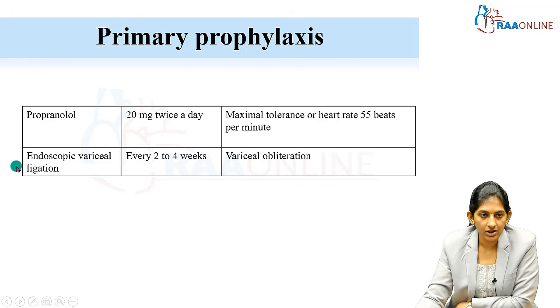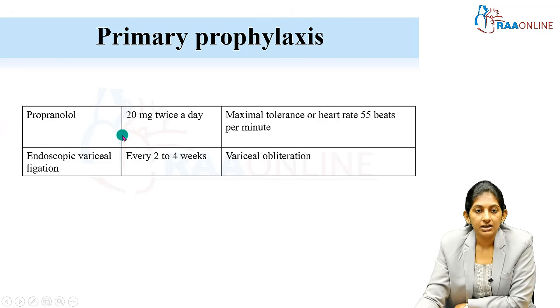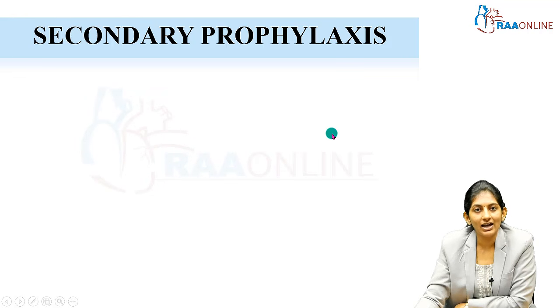Along with this, you give tablet propranolol 20 mg twice a day. This can be given, but the child has to tolerate it, so measure the heart rate. The child should not go into bradycardia. This is your primary prophylaxis. Secondary prophylaxis is when the first bleeding has already happened.